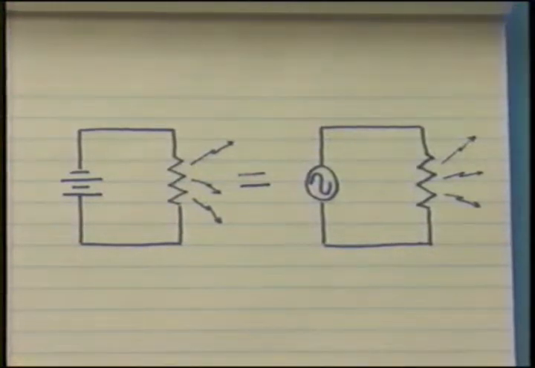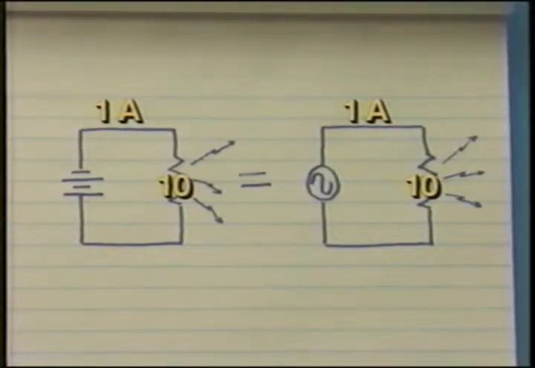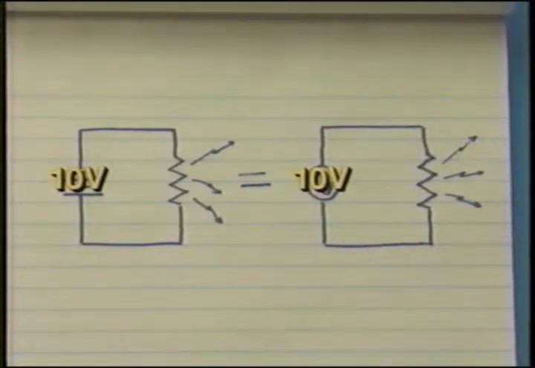Therefore, an alternating current with an effective value of 1 ampere would generate the same amount of heat in a 10-ohm resistor as would a direct current of the same value, 1 ampere, flowing through an equivalent resistance. Similarly, an AC voltage of a certain magnitude, 10 volts effective, for example, would produce the same amount of heat as a DC voltage of 10 volts.